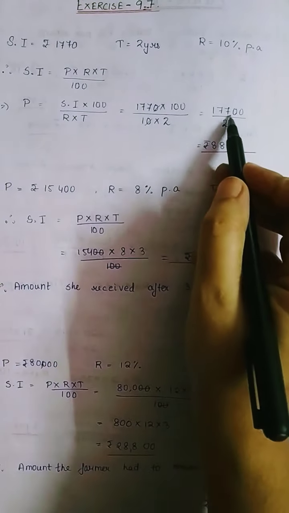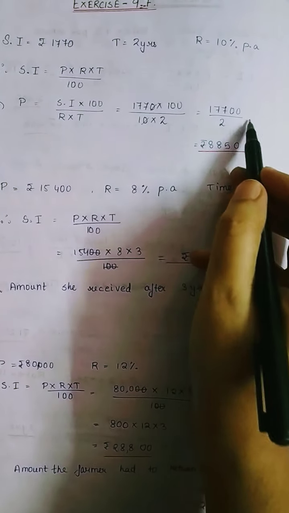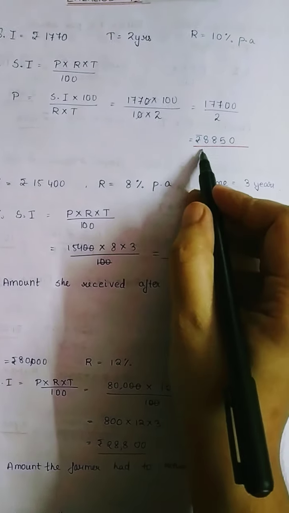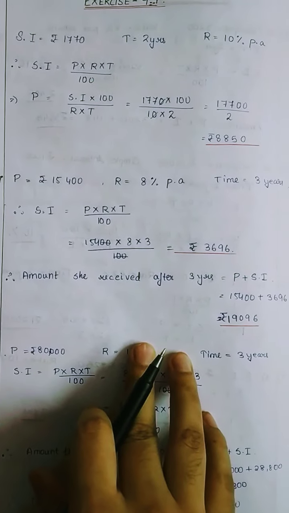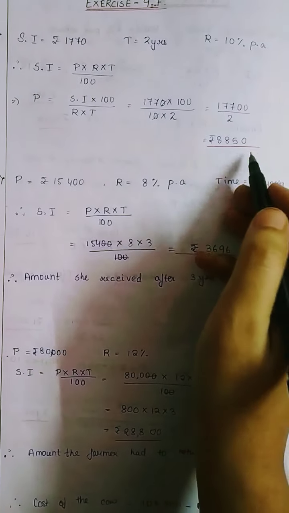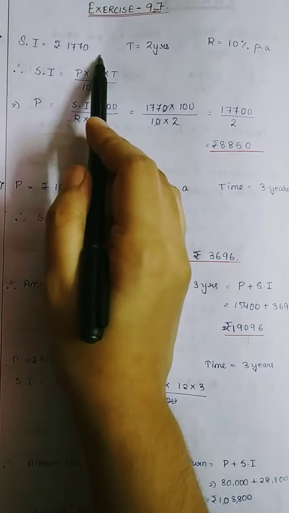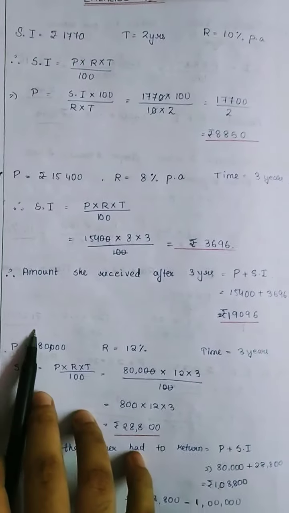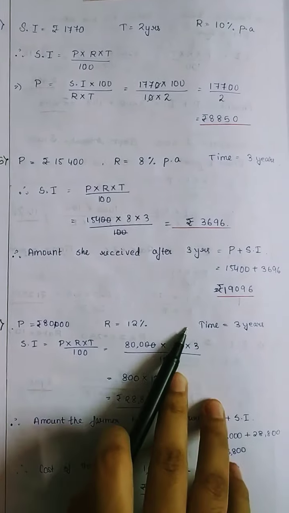This will become 17,700 divided by 2. When you'll cut it out, you get the answer 8,850. Means this amount after 2 years will get this much interest. Okay. Now next question is question number 6.